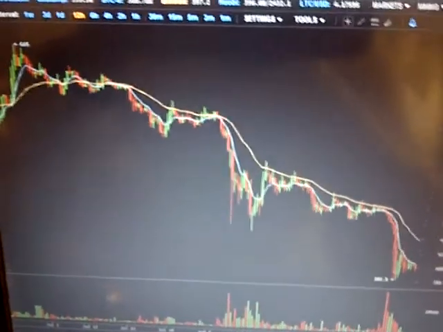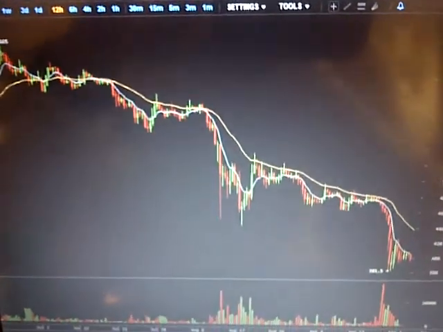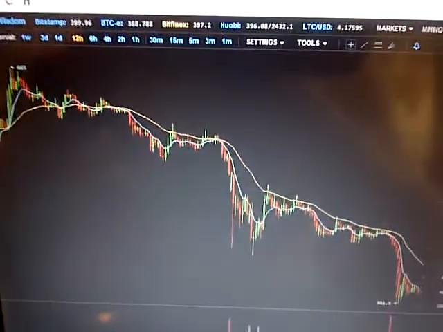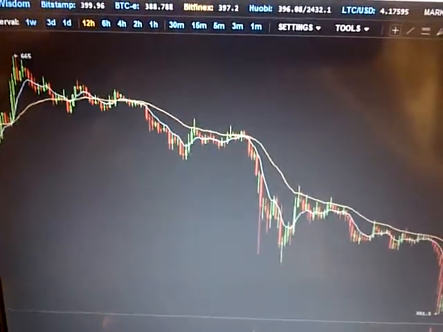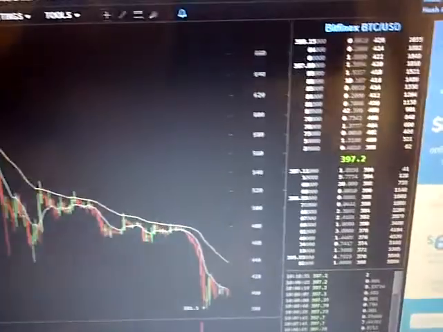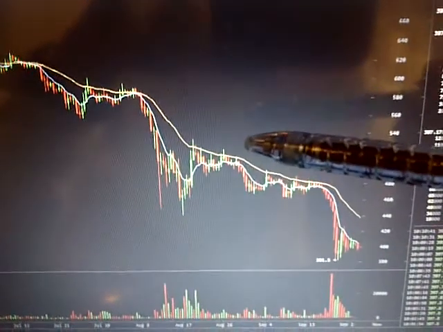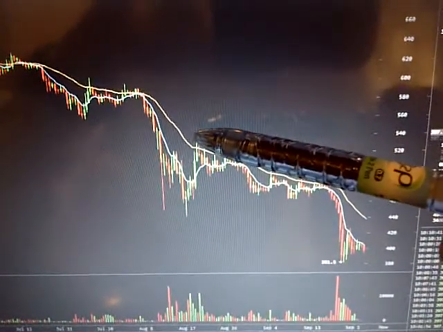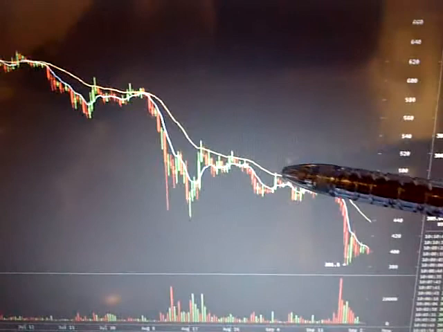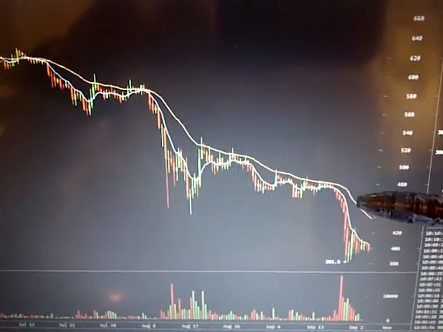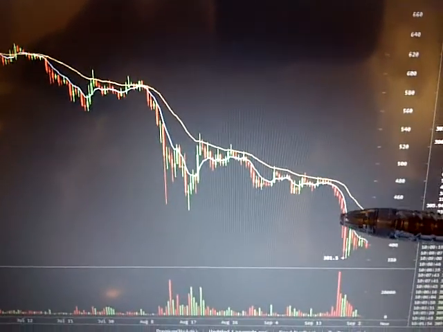If you haven't already known, the price has been declining. This is a 12 hour chart on Bitfin, and that's the current price. You've seen that it hasn't broken above this moving average here. It's a weighted moving average. It really took a beating right around here.